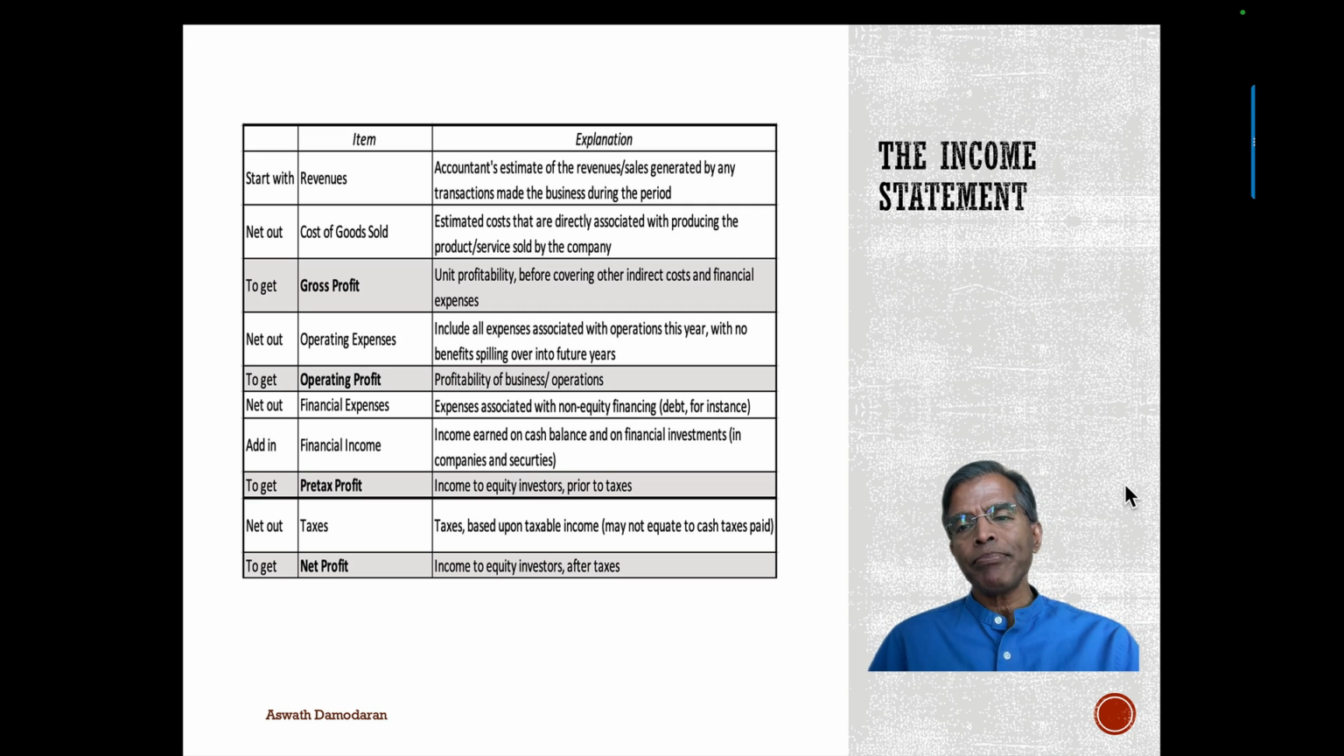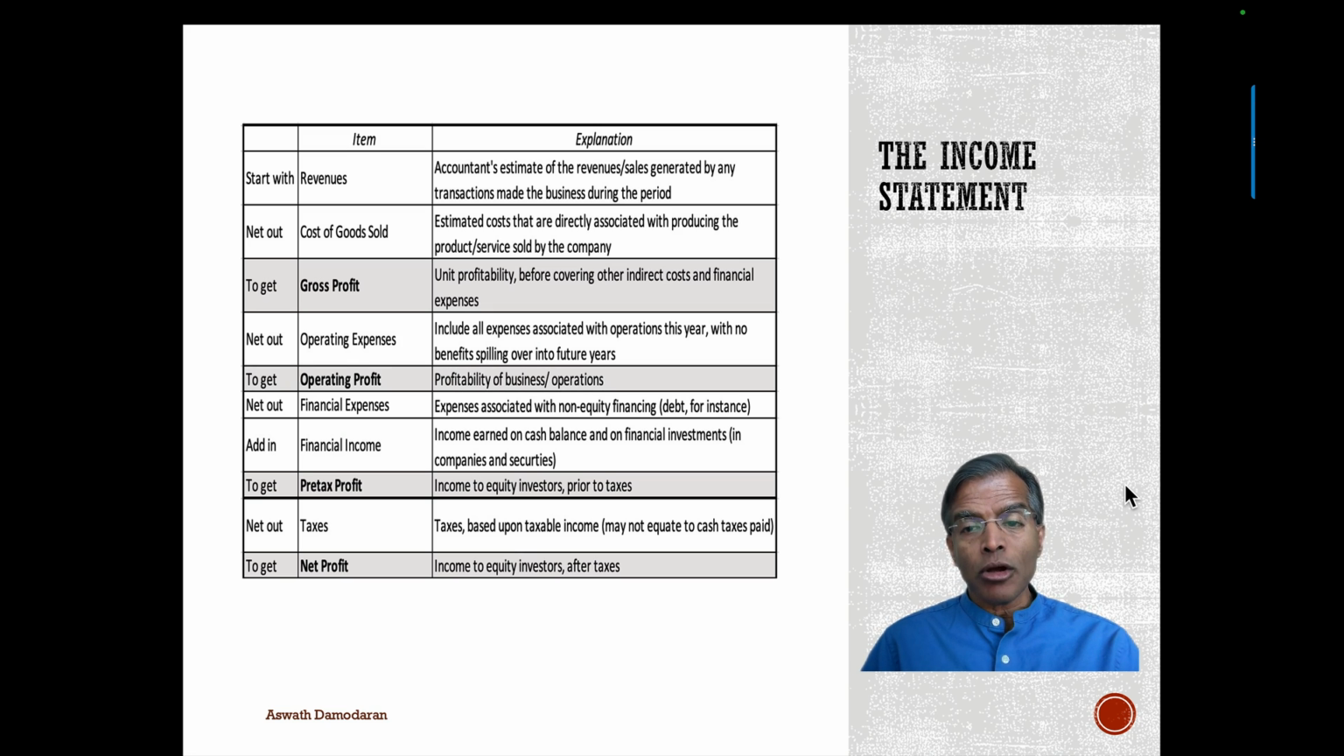As opposed to what? Well, to the extent that you're funding your business with debt and there are interest expenses or interest-like expenses associated with that, you subtract those financial expenses. To the extent that your cash earns income for you, you add that on as financial income. This could also include income from cross-holdings. You get a pre-tax profit, and from that you subtract out the taxes that you would pay.